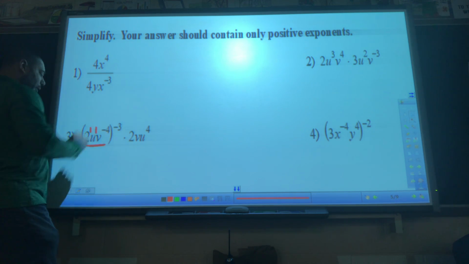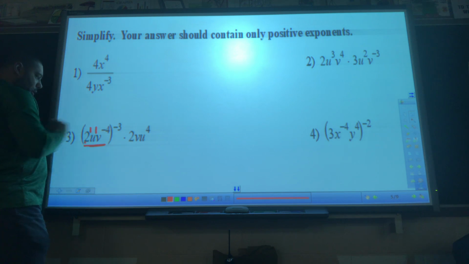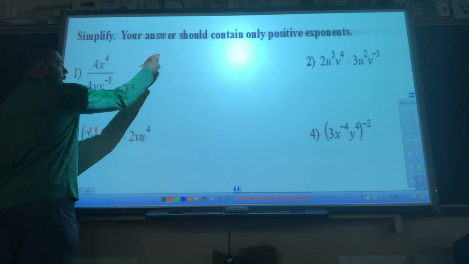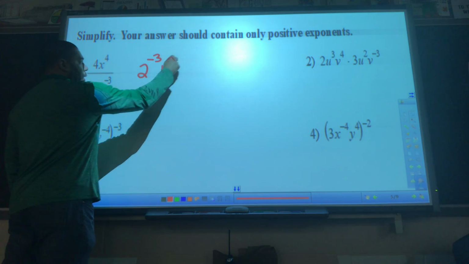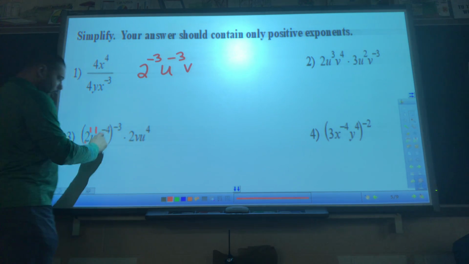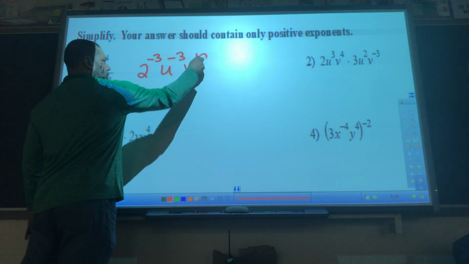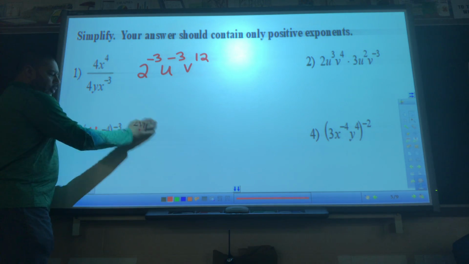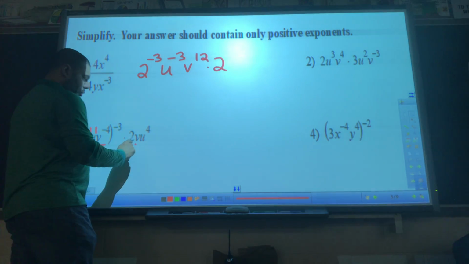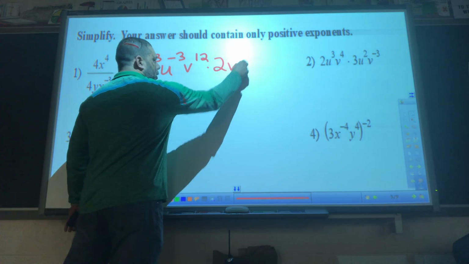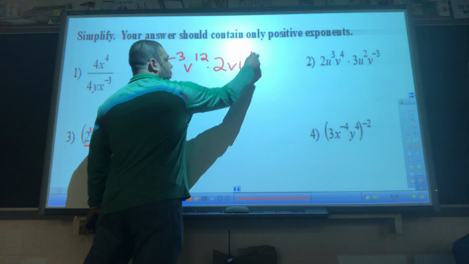So that's going to give me, I'm going to write it up here, 2 raised to the -3 for the u raised to the -3, and then for the v, -4 times -3 is +12. This stuff I didn't do anything with. Drop it like it's hot. So 2v u to the 4th.